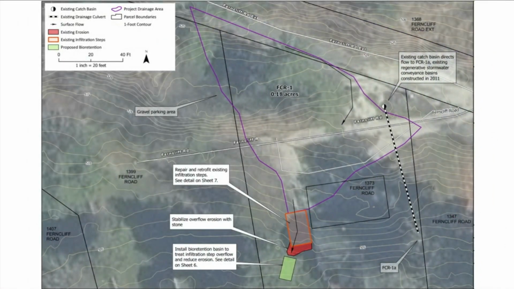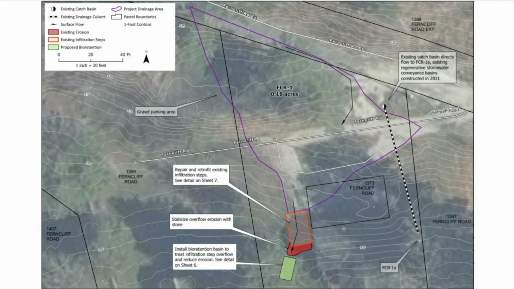And so here's the layout view. And again, the purple lines are the contributing areas. Here's the residence. This is 1373 Ferncliff. The project that was implemented in 2020 is over here. It was a series of basins that took runoff from this catch basin and pipe and kind of managed it without erosion down to the lake.